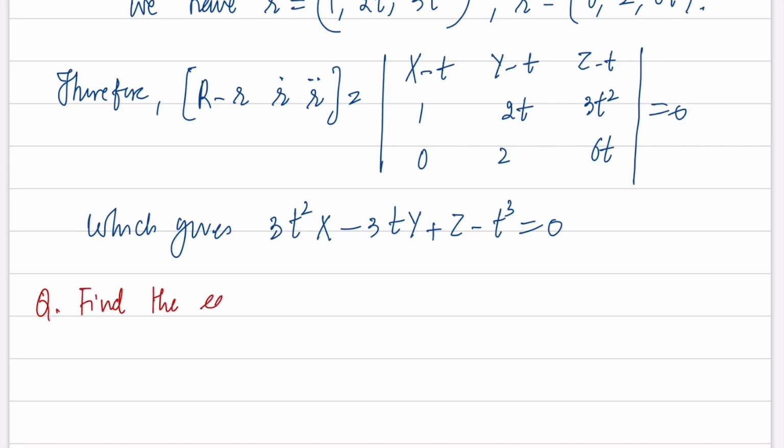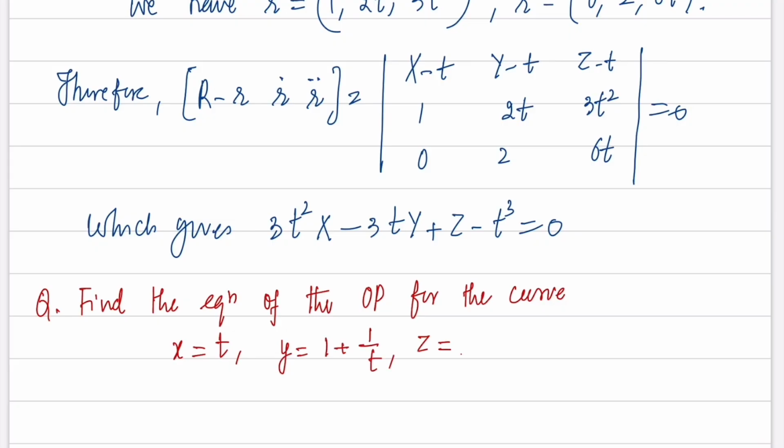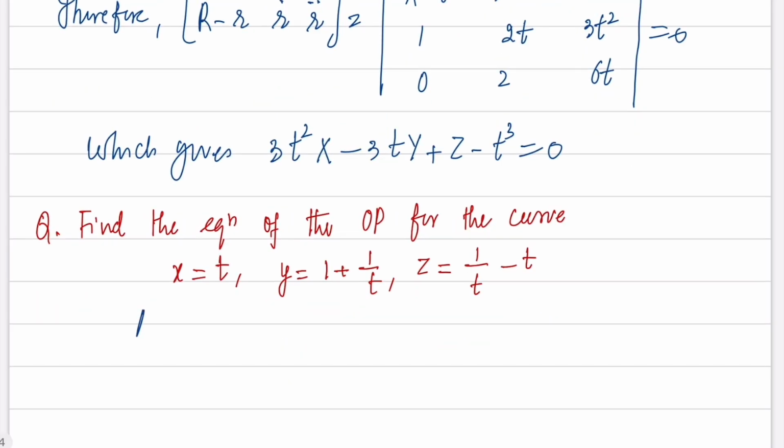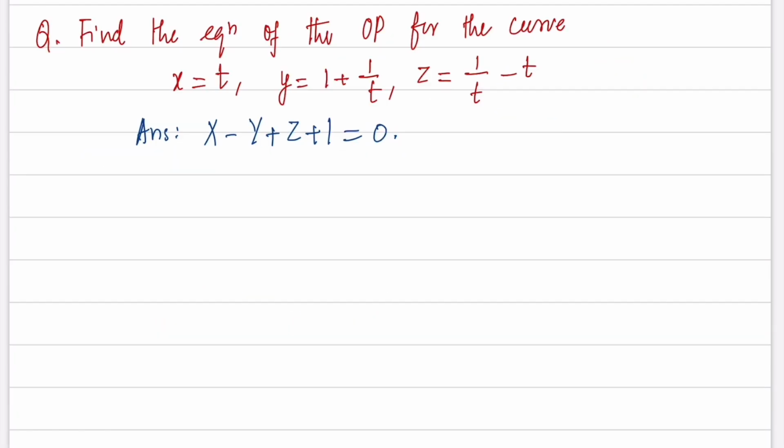For practice purposes, let's write down one more question here. Find the equation of the osculating plane for the curve x equal to t, y equal to 1 plus 1 by t, z equal to 1 by t minus t. And for verification purposes, I will keep the answer here, that is x minus y plus z plus 1 equal to 0.